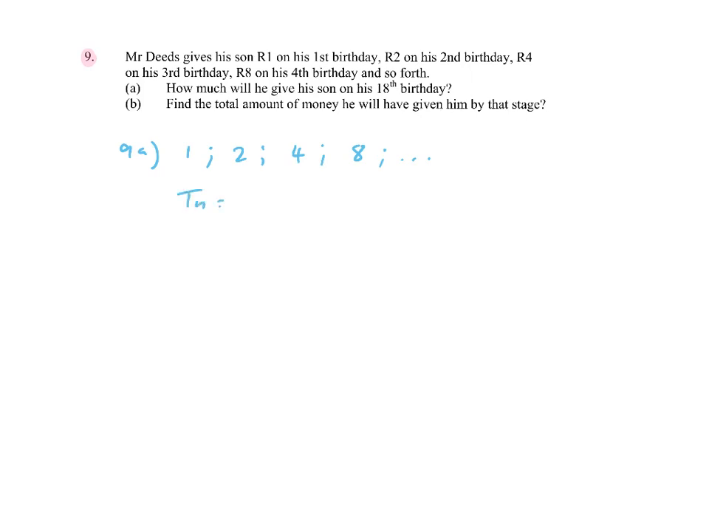Tn is equal to a r to the n minus 1. So Tn is equal to a, which is 1, times 2 doubling, to the power n minus 1. So term 18, on his 18th birthday, he's going to get 2 to the power of 18 minus 1. What is 2 to the power of 17? 2 to the power of 17 is equal to 131,072 rand. It's not bad, eh? To get that on your 18th birthday.